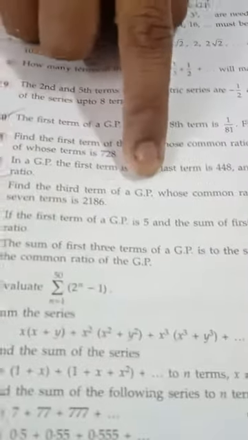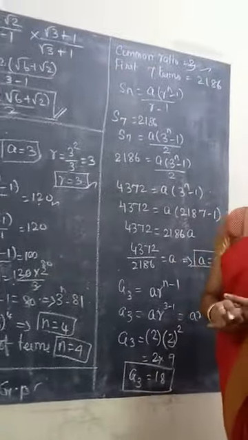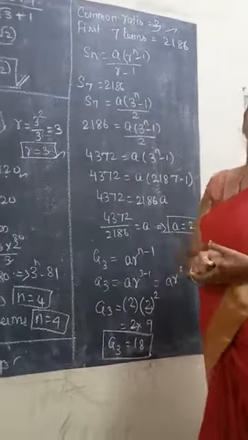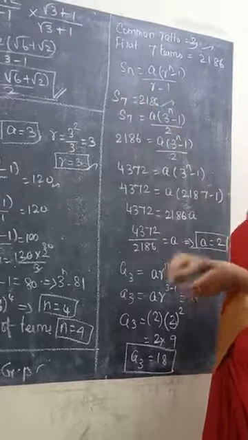Find the third term of the GP, A3, whose common ratio is 3 and the sum of whose first 7 terms is 2186. So in this question we need to find the third term. Okay, the common ratio is given as 3. We need to find the first 7 terms. Okay, so listen how you find this. It's a GP series, children. What is given? The common ratio is 3. The first 7 terms are given as 2186. So S7 equal to 2186.